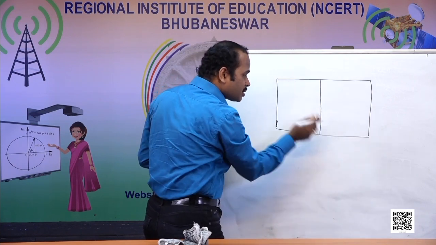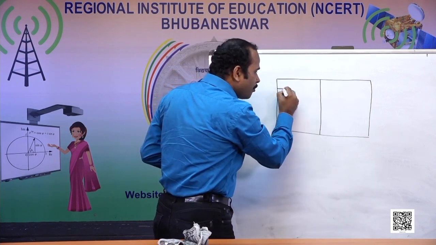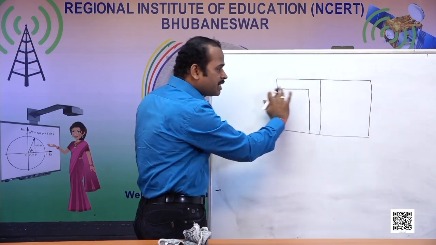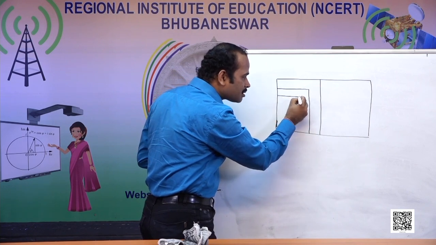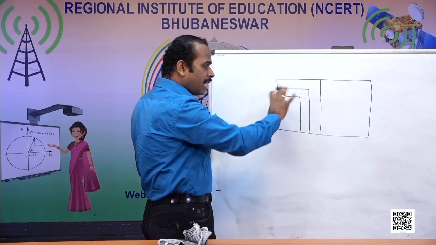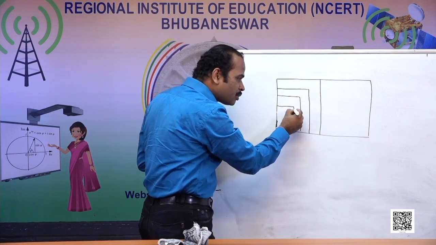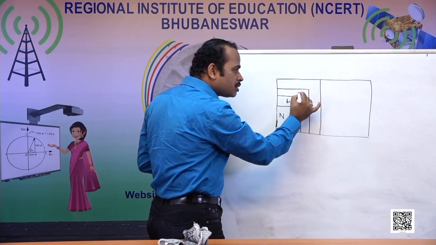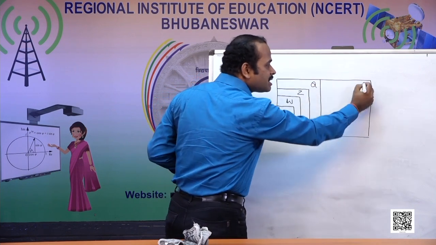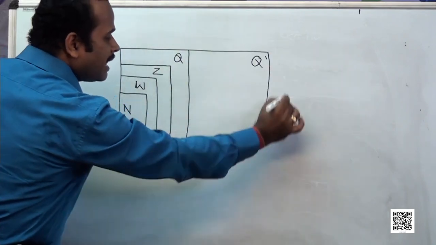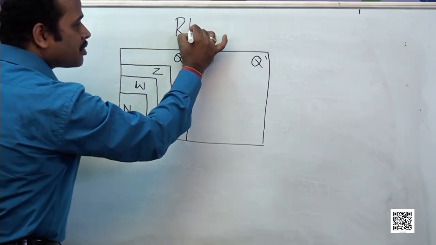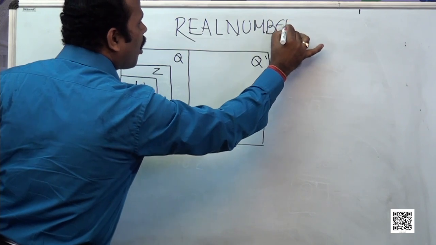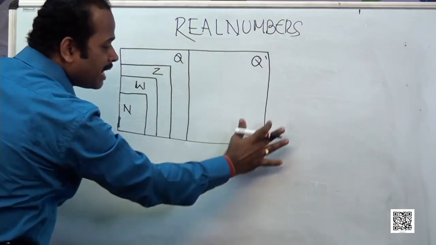Then from these rational numbers we have already covered, some portion of them are integers. Let us take this portion as integers. Out of these integers, some portion of them are whole numbers. I can say this portion is whole numbers. Again, out of the whole numbers, some portion are natural numbers. So I can write it as N. Then this will be W, this will be Z, this will be Q, and this is Q dash. And this entire set together is R, the real number set. So these are the real numbers we have learned. These real numbers are the combination of all the rational and irrational numbers.